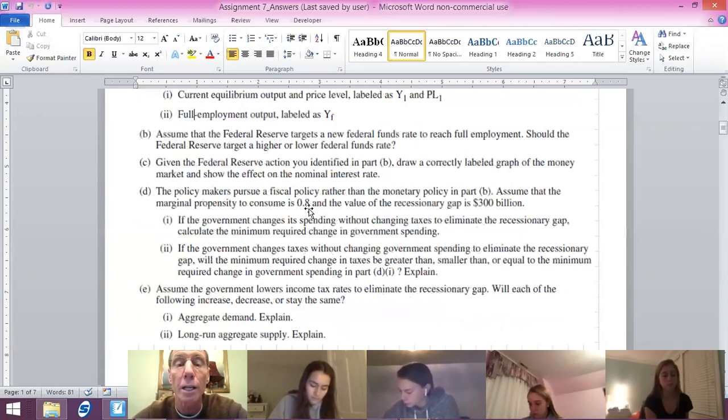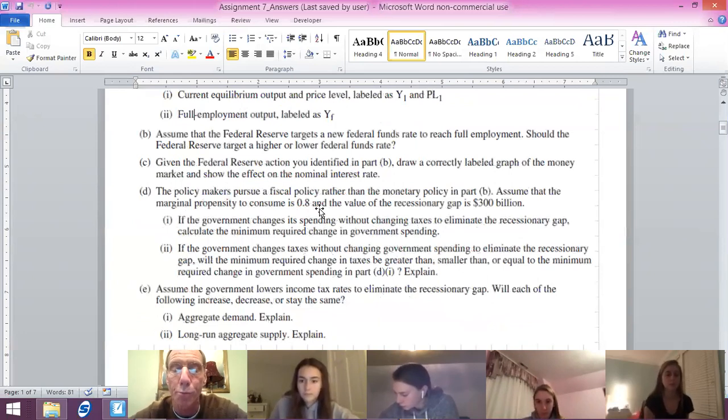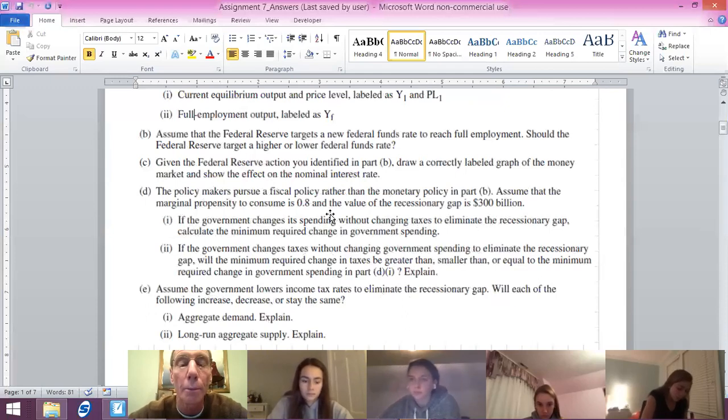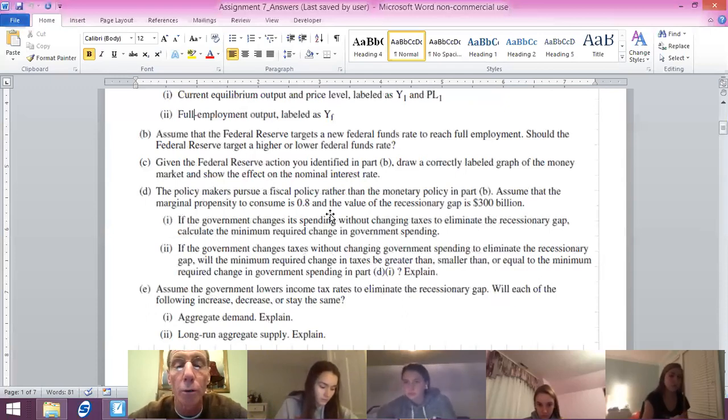But we also know that the marginal propensity to consume is 0.8, which means that on average, consumers spend 80% of their income and are saving 20%. So their marginal propensity to save would be 20%, if their marginal propensity to consume is 80%, because both of those need to add up to be 1 or 100%. Okay.